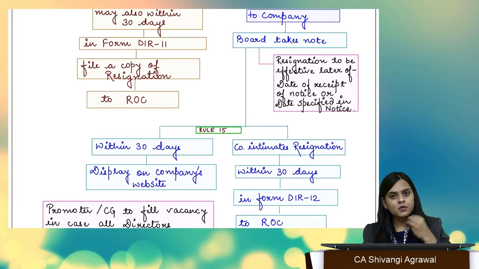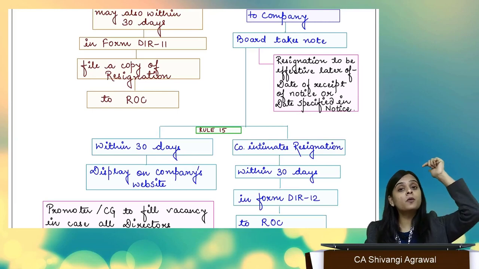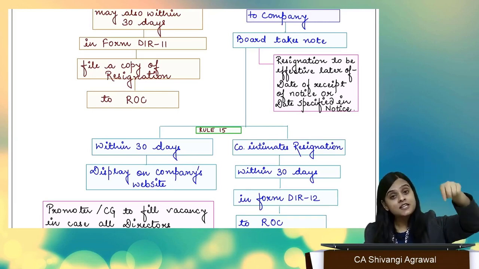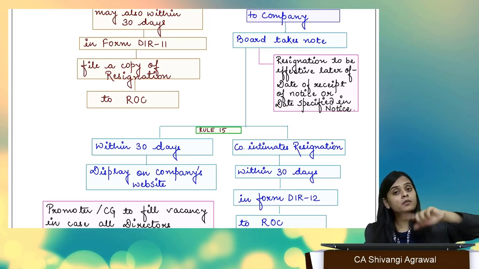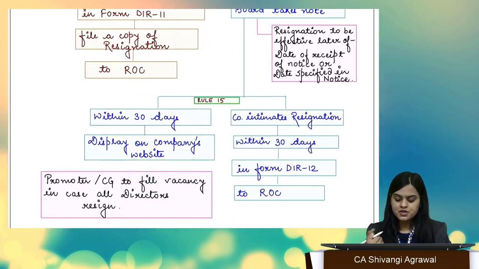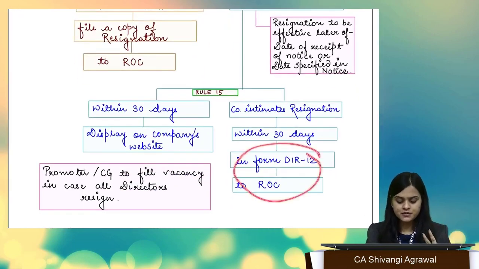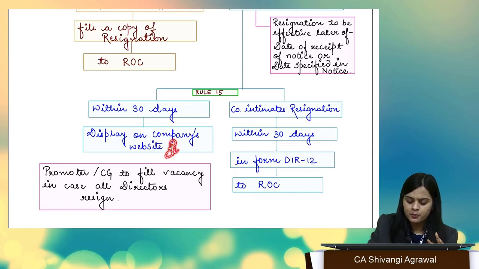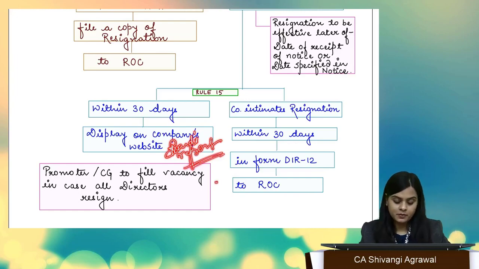Whenever a director gives resignation to the company, the resignation is effective from the date when the company receives the resignation or the date you have specified in the notice, whichever is later. So from that date, your resignation will be treated as effective. Okay, fine. And when the board comes to know about the resignation, they have two duties. They have to intimate ROC, plus they have to also include it in their board's report, as and when it is made.